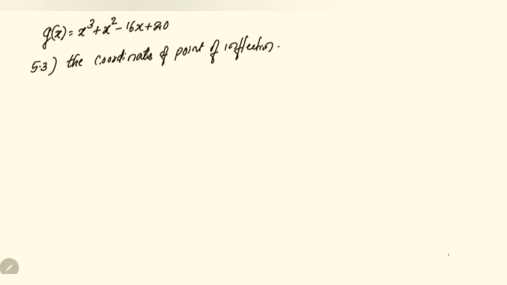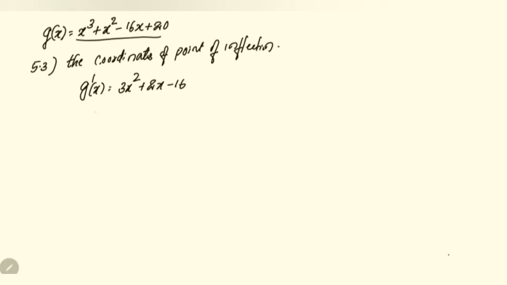Okay, question number 5.3. You have to find the coordinates of point of inflection. How do we find the point of inflection? You have to take the main function, that is this one, and differentiate how many times? 2 times. Let me do that one. Although we did it when you found turning point, but I will do it once again. That is g dash x. G dash x is going to be 3x square plus 2x minus 16. I hope you know how did I get this one. I just differentiated. I found first derivative.